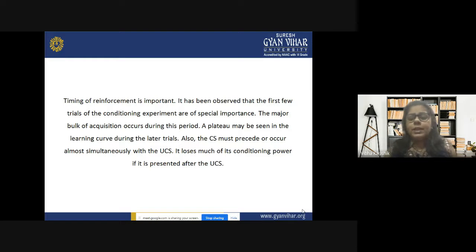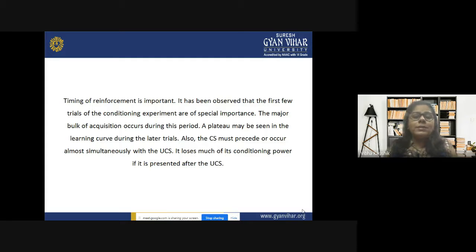Timing of reinforcement is given. When the reinforcement is given to the organism is very important, essential. It has been observed that the first few trials of the conditioning experiments are of special importance. The major bulk of acquisition occurs during this period. The first few trials are very important when we are doing the conditioning experiment, and the major bulk of acquisition occurs during these first few trials only.